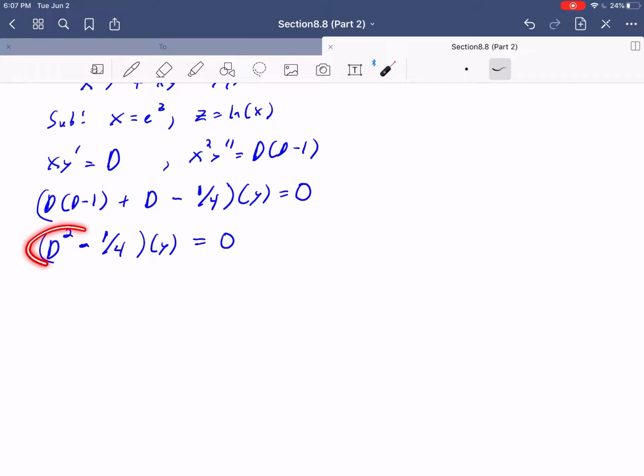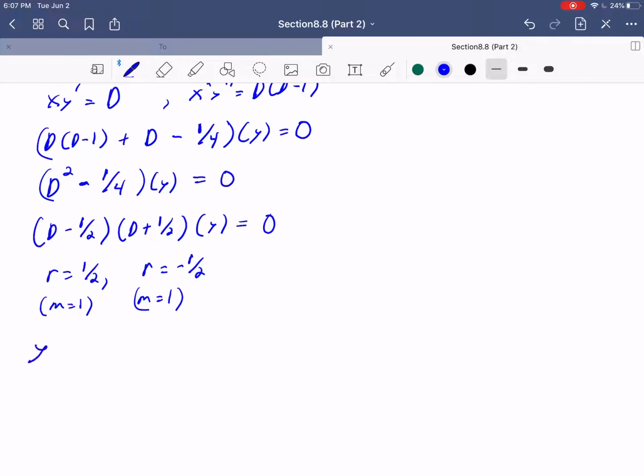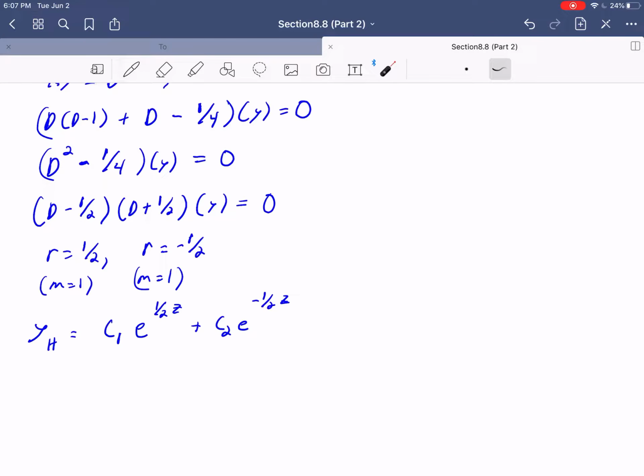A little bit funky, but we can go ahead and actually factor that because 1/4 is a perfect square. That's d minus 1/2, d plus 1/2 of y equals 0. So we get two roots, r equals 1/2, r equals negative 1/2, both with multiplicity 1 here. So that tells us that the y homogeneous should be viewed as C1 e to the 1/2 z plus C2 e to the negative 1/2 z. Again, got to remember we're using our substitution, so everything's in terms of z here.